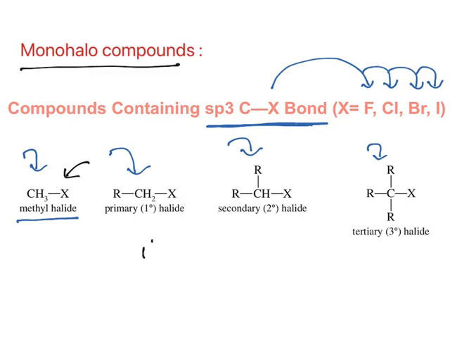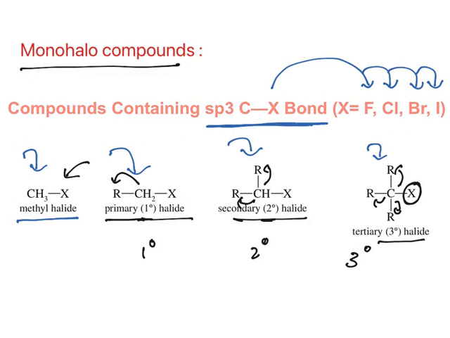Now then comes primary, secondary and tertiary halogenated compounds. Understand this nomenclature. A primary carbon is a carbon to which one carbon is attached. A secondary carbon is a carbon to which two carbons are attached. Tertiary, to this three carbons are attached. And to this carbon a halogen is attached, hence it is known as tertiary halide. Here it is secondary halide, this is primary halide.